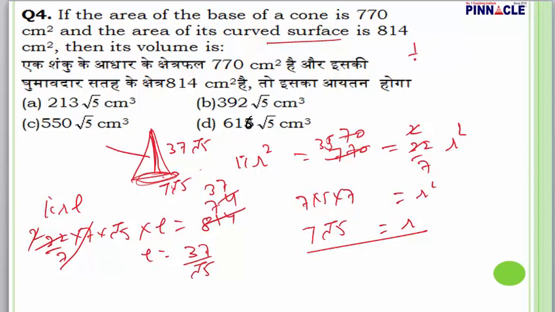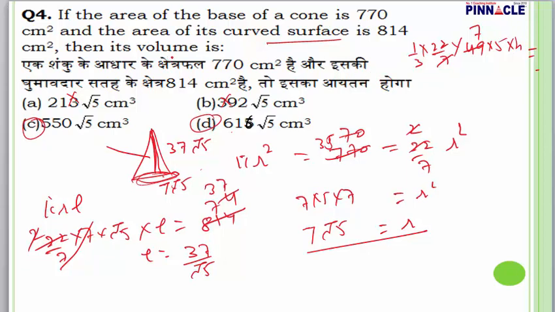Volume would be equal to 1 by 3 into pi, that is 22 by 7, into R square. R is 7 root 5, so you can write here R square 49 into 5, and H, we have to find the value of volume. Now see from the options, which number is divisible by 11? This cannot be that, it means this cannot be the answer. This cannot be divided by 11, it would not be the answer. This is divisible by 11, so this can be the answer, and this is also divisible by 11, so this can be the answer. From these two we have to now find.